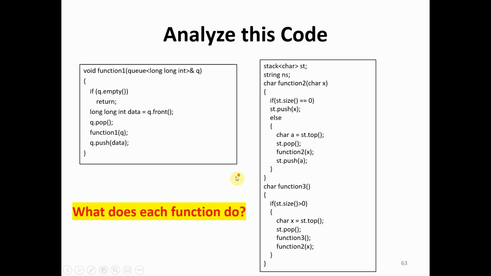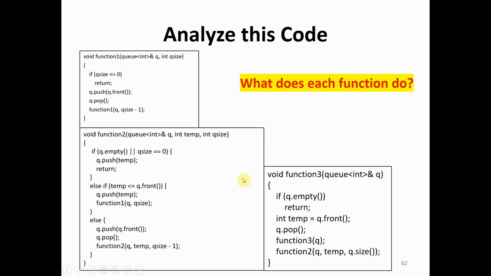Okay, in the next 3 slides, I have some very important code analysis questions. The first one is using queues. We have one recursive function here, function 1, another recursive function here, function 2, another recursive function here, function 3. Try to analyze this code and understand what each recursive function does. I don't want to give you any clue. I want you to analyze it. So maybe create a queue and try to see what each function does. Try to go in order, function 1 first, then function 2, then function 3.